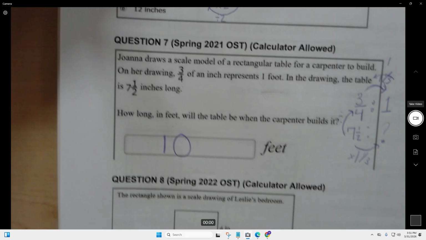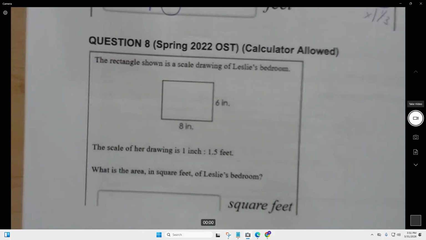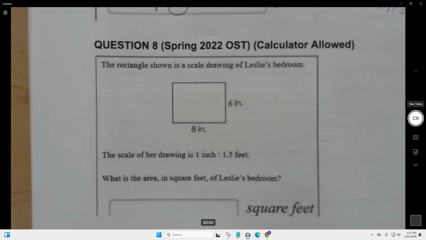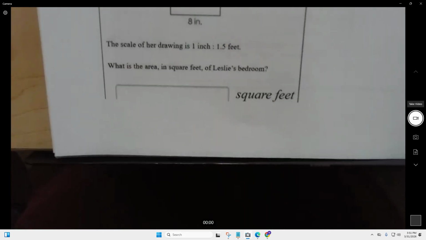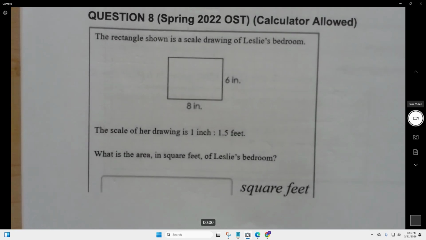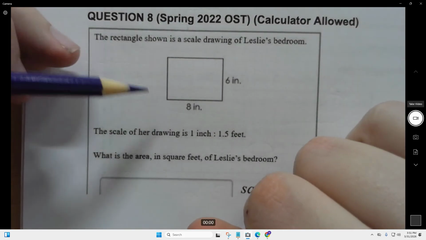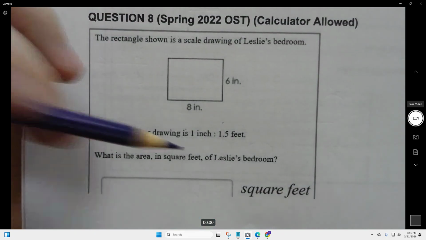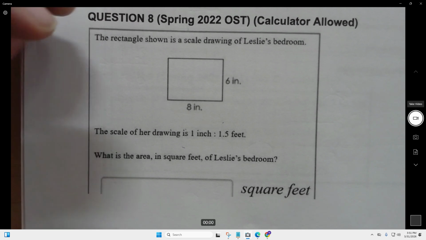Question 8. 2022 OST, calculator allowed. This is a scale drawing of Leslie's bedroom. The scale of her drawing is 1 inch to 1.5 feet. What is the area in square feet?